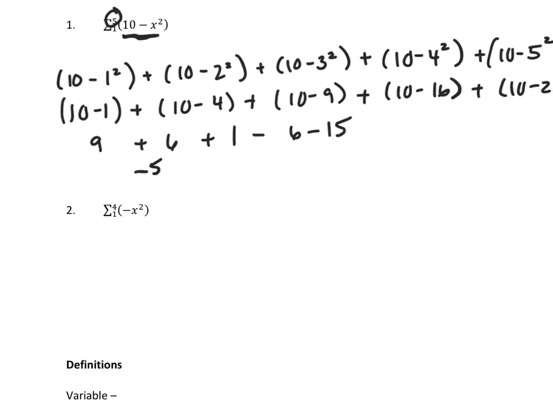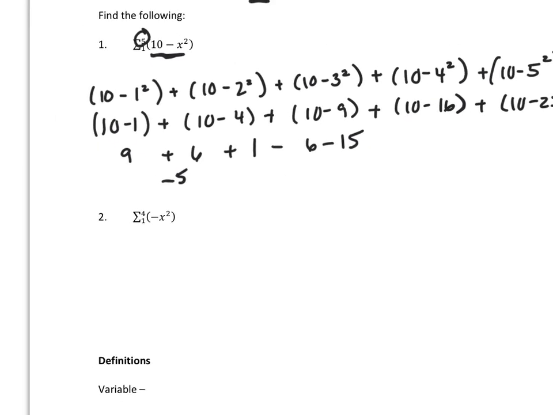Let's look at number 2. Be careful here. The only thing that the exponent 2 is connected to is a positive x. That's a negative out front. So start with 1, and what will you end with? 4. So this is negative 1 squared plus negative 2 squared, that's right, plus negative 3 squared, be careful where you put that square, plus negative 4 squared, and that's where we stop.